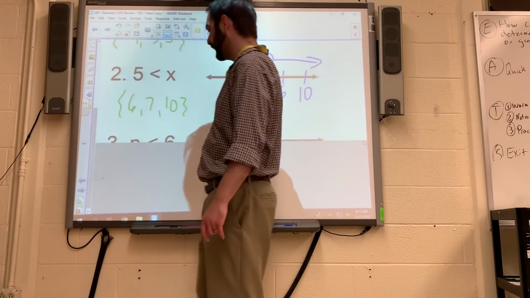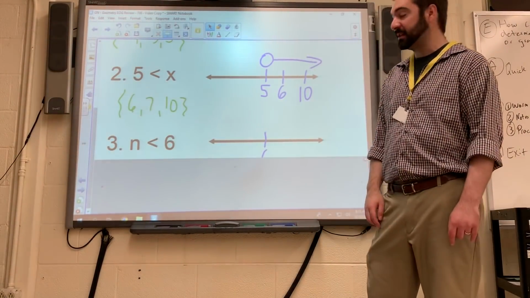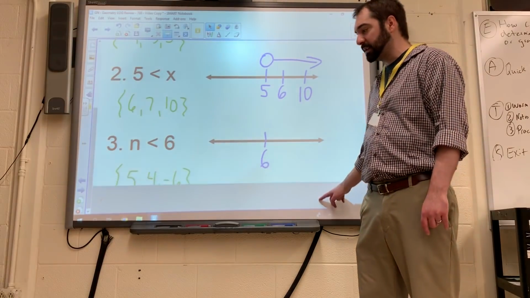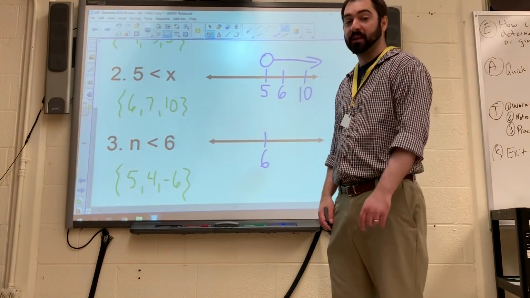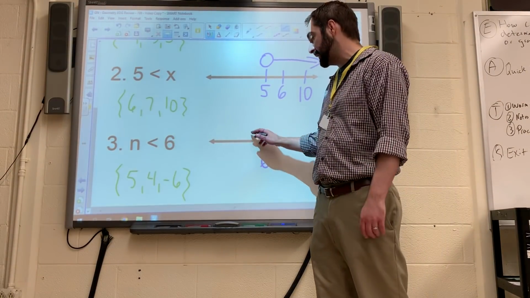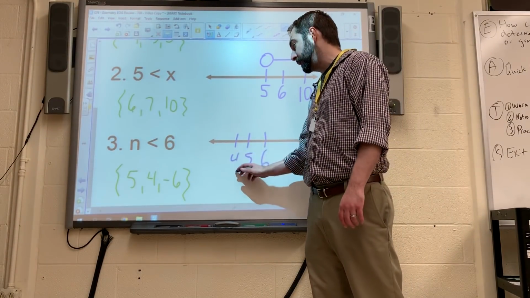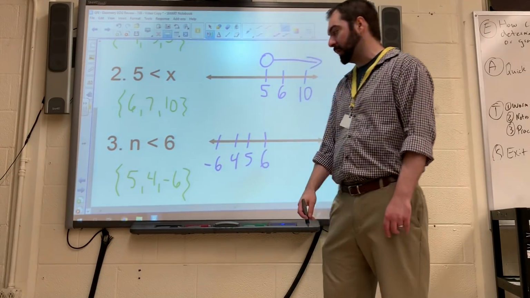And last one, number 3, n is less than 6. Pretty easy stuff. 3 numbers that are less than 6. Well, the first number is 5. The next number would be 4. And then you could think any negative number would be less than a positive. So again, 5, 4. And I'll go ahead and put -6 way over there.